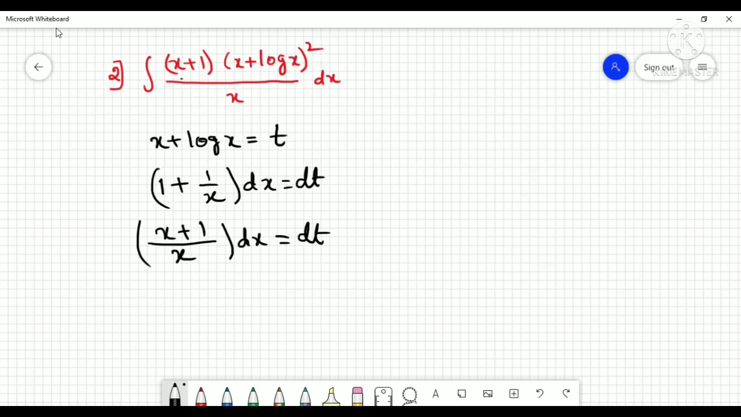Now here, x plus 1 by x dx, what can we write? We can write it as dt. Let me substitute that. Then x plus log x we can write as t, so that is t square. And x plus 1 by x dx we can write as dt. Next, integration of, we will keep the answer for that one.